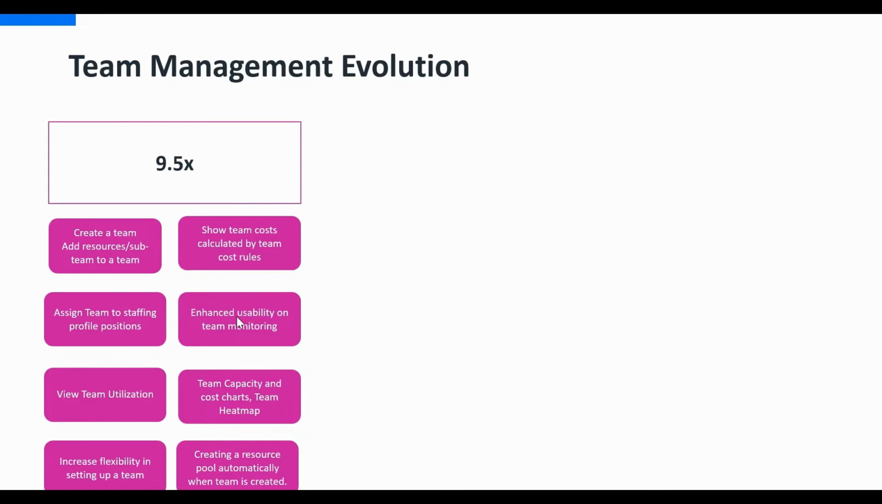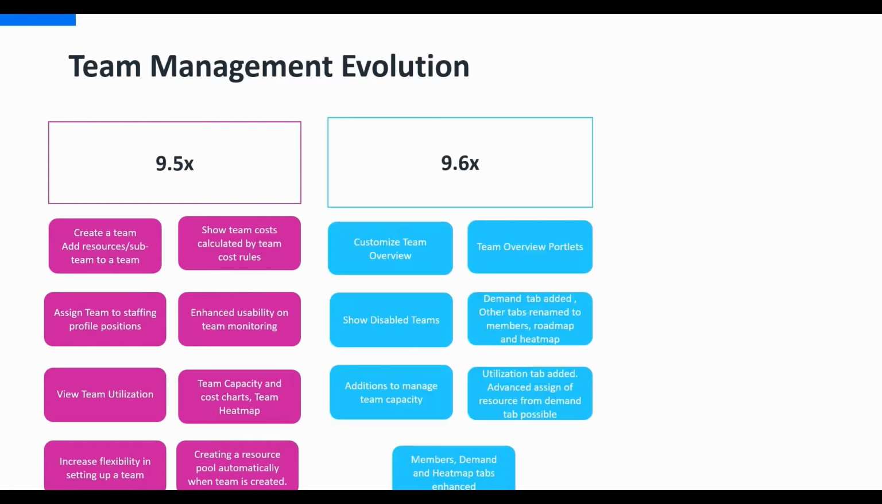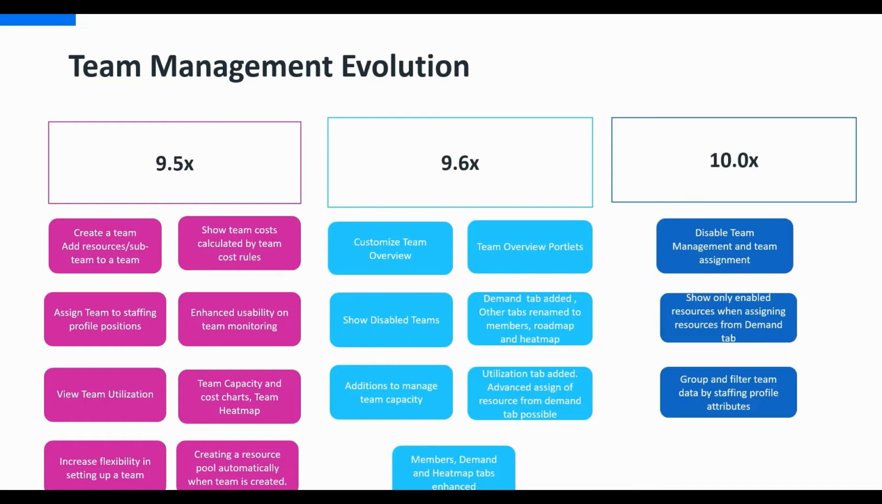And now we could create a team from a resource pool as well. So here is the summary of an enhancement that went in 9.55. There are lots of enhancements that went in 9.6 and the service packs. And the top two ones are, the demand tab and the utilization tab were introduced. I'm going to talk about the 9.6 and the enhancements added in 10.0 in the next few slides in more detail. But this is just to give an overview of how the team management module evolved over all these versions.